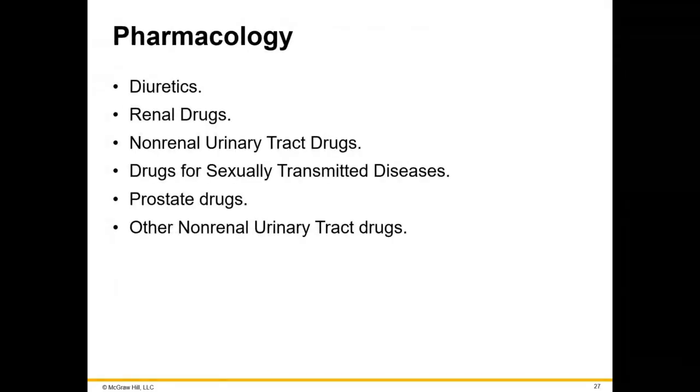Okay, pharmacology. So there's such a thing as diuretics, which increase urine output by the kidneys. Renal drugs are used to treat a variety of urinary conditions. Review medications that treat nephrotic syndrome, such as renal cell carcinoma, renal transplant. Non-renal urinary tract drugs include antibiotics, urinary analgesics.